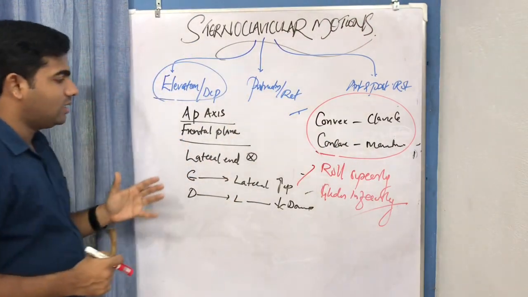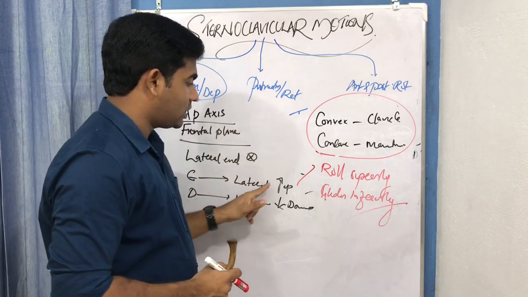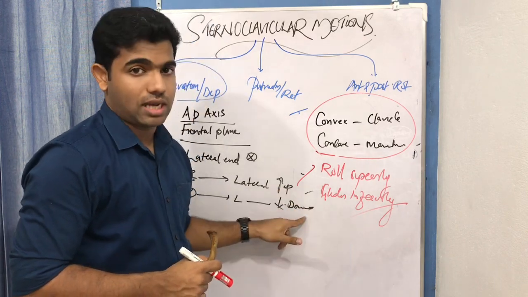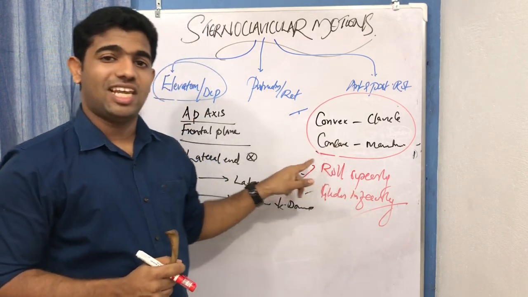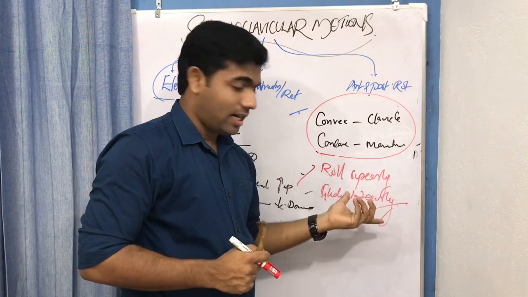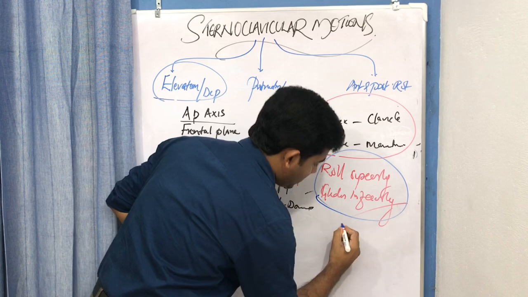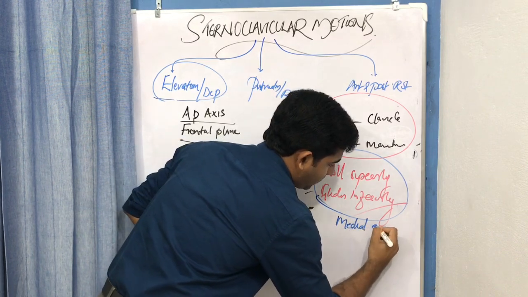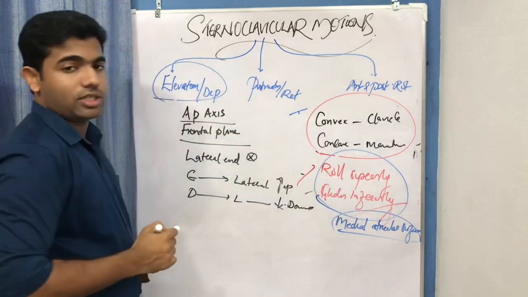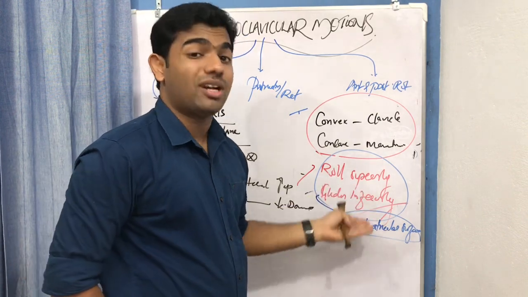So for elevation of the clavicle, we take the reference point as the lateral end of the clavicle, an anteroposterior axis and frontal plane movement. Elevation is characterized by the lateral end of the clavicle moving upwards. Depression is characterized by the lateral end of the clavicle moving downwards. Am I right? Yes. And the arthrokinematics in elevation: the medial articular surface of the clavicle rolls superiorly, whereas it glides inferiorly. These movements are not happening at the lateral end; they happen at the medial articular surface, because the medial clavicle is making the articulation, not the lateral end. We take the lateral end only as the reference point.